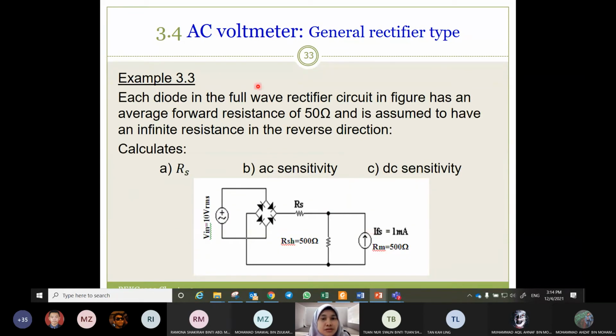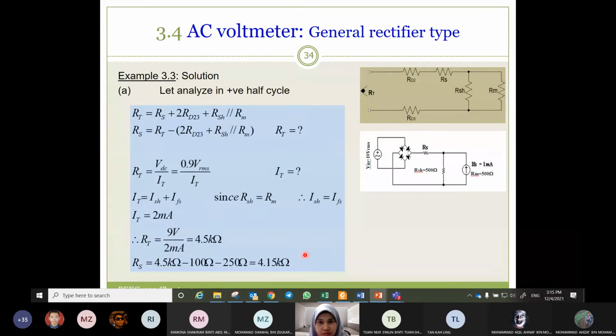Okay. So the next example: each diode in the full rectifier circuit in the figure has an average forward resistance of 50 ohm, and is assumed to have infinite resistance in the reverse direction. Calculate RS, SDC and SAC. You know that during the positive half cycle, two diodes will conduct, one here and another one here, and then we have RS, then Rshunt and RM.